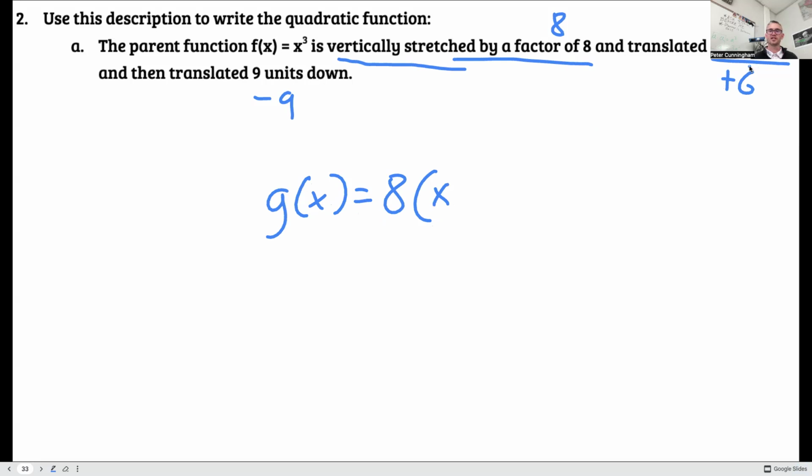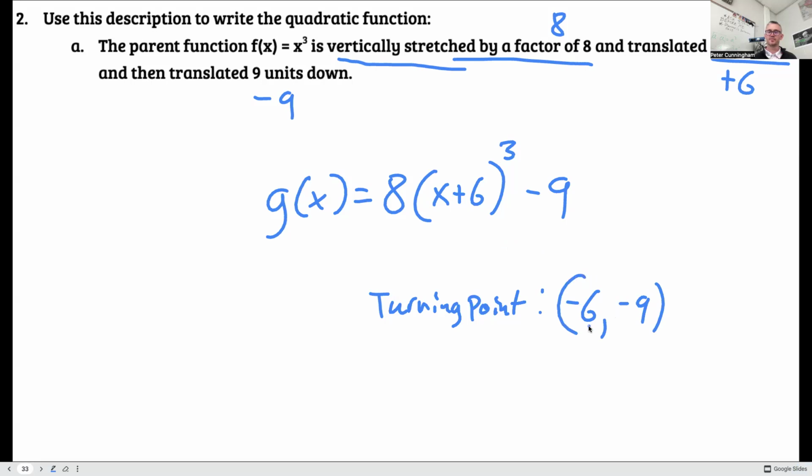To go 6 units to the left, I need to go on the inside and do the opposite, which is to add 6. I still need to cube this, and it's going to go 9 units down. So on the outside of that, subtract 9. And it wouldn't be a vertex here, but the turning point would be -6, -9. What we mean by a turning point is like on a cubic graph, this would be like an example of a turning point.